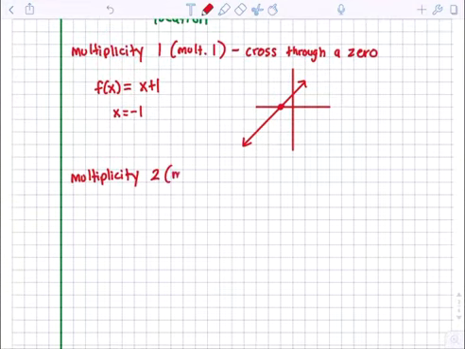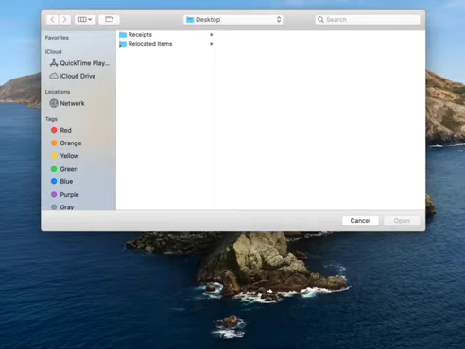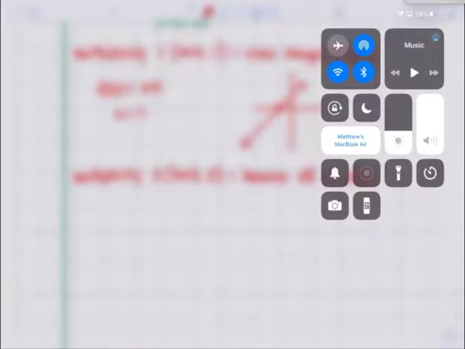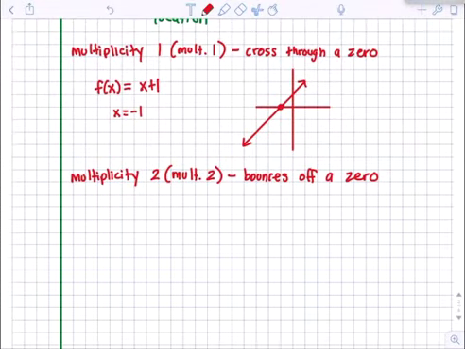In short, it would be noticed as multiplicity of 2. This bounces off a 0. So first, if it's multiplicity of 2, that means at that particular 0, there are 2 zeros located at that point. So let me show you an example.